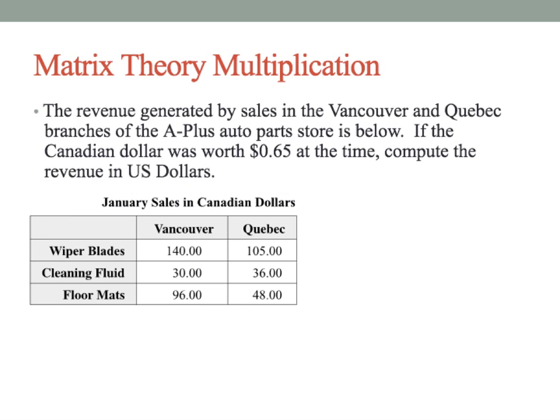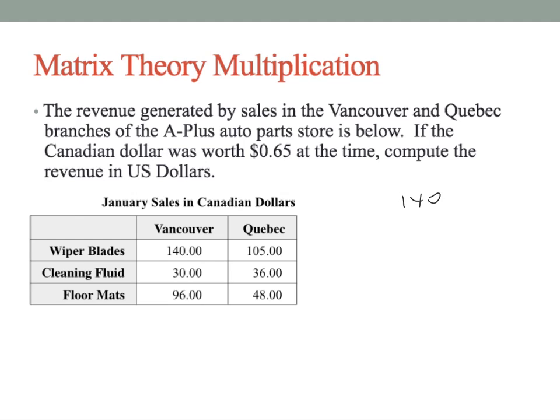Okay. Here is a word problem. The revenue generated by sales in Vancouver and Quebec branches of the A Plus Auto Parts store is below. If the Canadian dollar was worth 0.65, so 65 cents at the time, compute the revenue in US dollars. So this is just a scalar multiplication problem. All we have to do is make a matrix and multiply the matrix by 0.65. So it's going to look something like this.